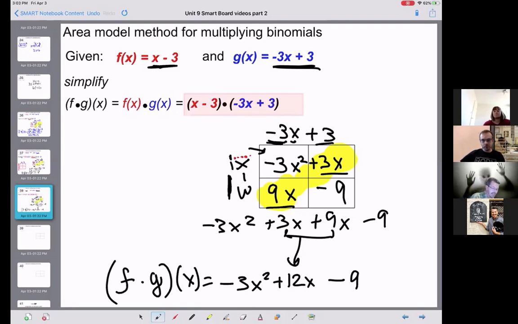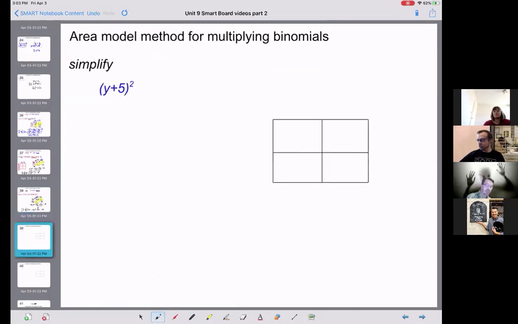Now there's one last scenario. This is a tricky one. And that's this one. That looks kind of weird. It just says y plus 5 squared. And I don't know if you remember this, but if the square's on the outside, it means that it's multiplying everything inside the parentheses twice.